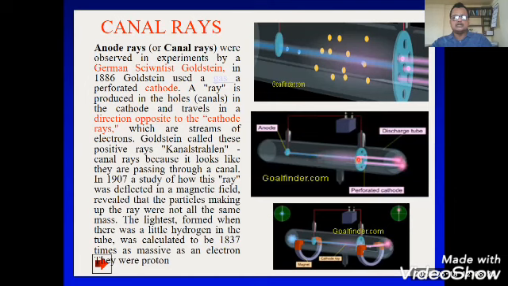This is the experiment. This is the perforated cathode, and this is the anode. Cathode rays traveled from the cathode toward the anode, and some rays were also obtained behind the cathode. These rays were called anode rays because they were believed to originate from the anode and travel toward the cathode. Later, by applying magnetic and electric fields, it was found that anode rays contain positively charged particles, and the smallest positively charged particle was produced by hydrogen gas. These particles were called protons.